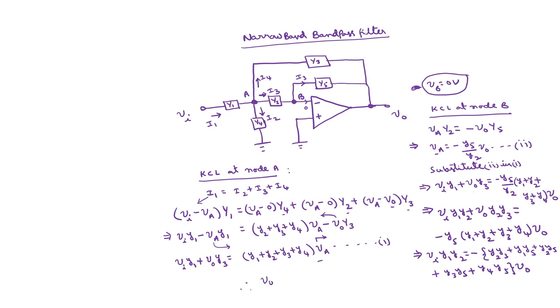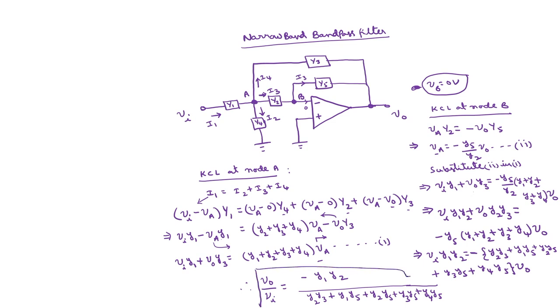Therefore, what is the transfer function V0 by Vi? It is equal to minus Y1 Y2 divided by Y2 Y3 plus Y1 Y5 plus Y2 Y5 plus Y3 Y5 plus Y4 Y5. This is the generalized expression for the op-amp circuit with two feedbacks. Now if I want to realize this using resistances and capacitances, the circuitry will be like this.